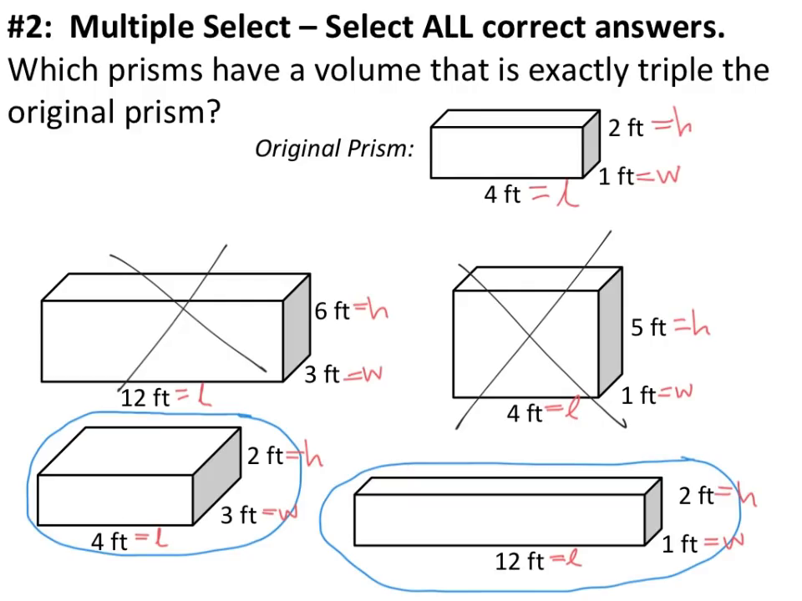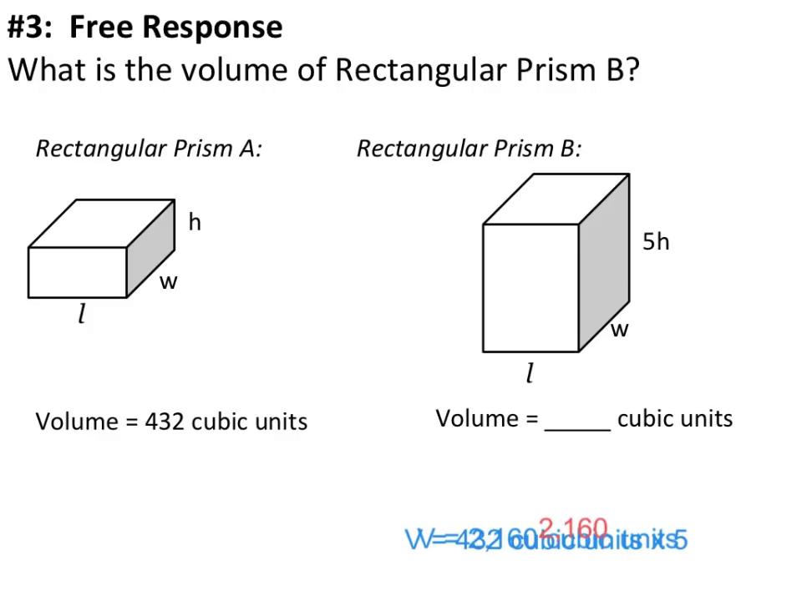So hopefully you guys are getting the hang of this because we are moving on to our next example. This next example is asking us to find the volume of rectangular prism B. And the information given to us is that rectangular prism A has a volume of 432 cubic units. And notice that the difference between rectangular prism A and rectangular prism B is that the height has been multiplied by 5. Since the height of rectangular prism B is 5 times greater than the height of rectangular prism A, that means the volume of rectangular prism B will be 5 times greater than the volume of rectangular prism A.